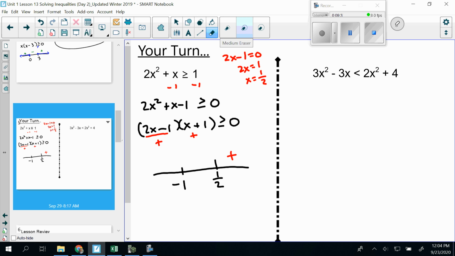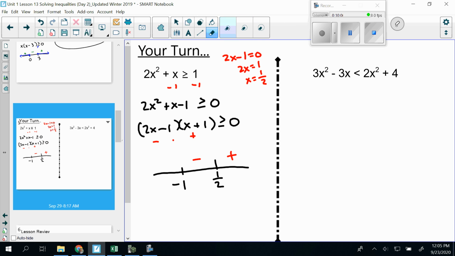Something in between, 0 would work good on this one. So let's use 0 to test the next one. If we pick 0, now the first thing here, 0 times anything is 0, 0 minus 1, that's going to come out negative. 0 plus 1, that's positive 1. A negative times a positive is going to give us negative there.